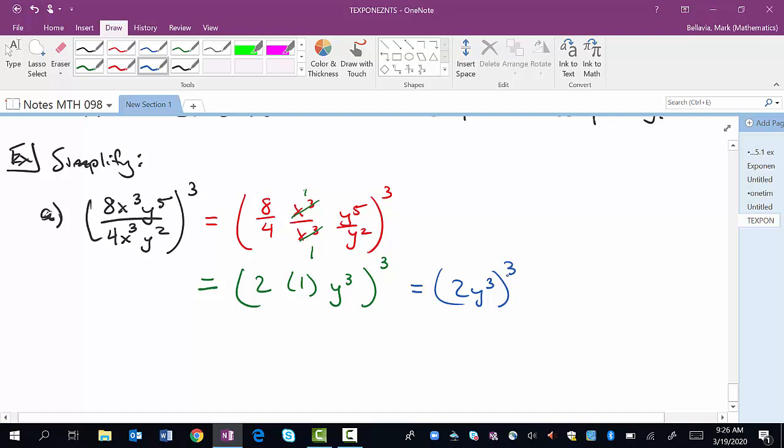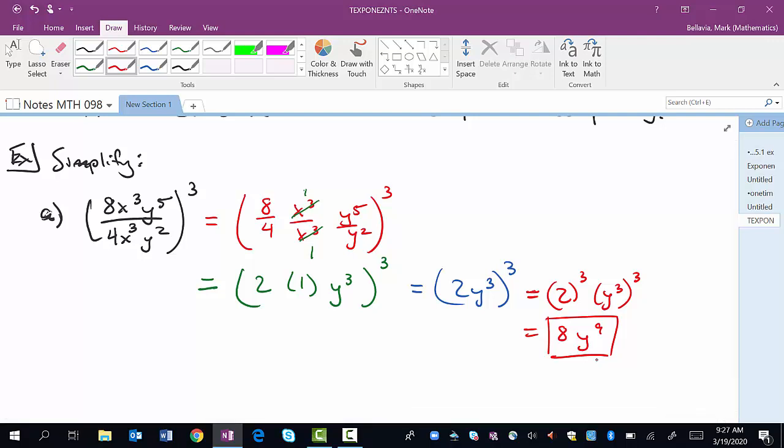And now I'll use our rule that says if I have things being multiplied inside of the parentheses raised to a power, I can bring that power to each piece individually. So this ends up being 2 to the third power times y to the third power, and then evaluate. 2 to the third is going to be 8. y to the third is y to the 3 times 3, so the exponent is y to the 9th. 8y to the 9th, that's your final answer, right? There are no negative exponents. Your coefficients were simplified completely, and there's only one of each variable showing up.